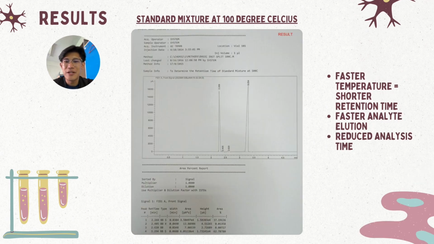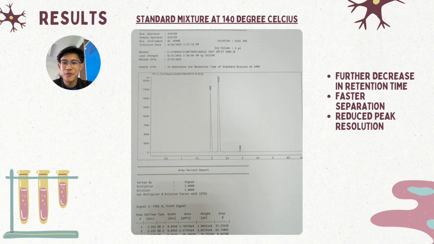Now, when the column temperature is increased to 100 degrees Celsius, we observe that both peaks elute earlier compared to 70 degrees Celsius. The retention time decreases because higher temperature increases the vapor pressure of the analytes, allowing them to move faster through the column. However, although analysis time becomes shorter, the peaks begin to move closer together, which may reduce resolution if the temperature is increased too much.